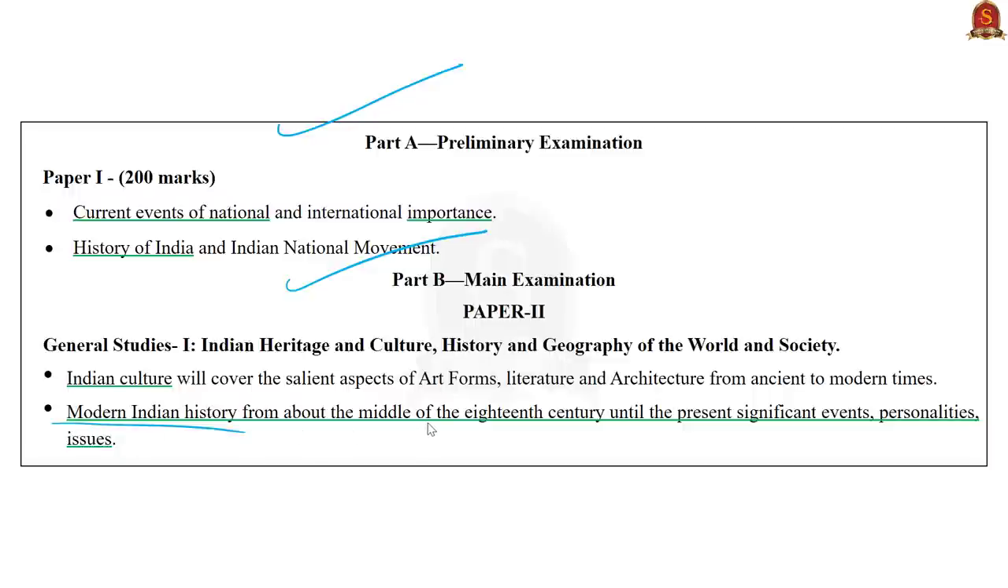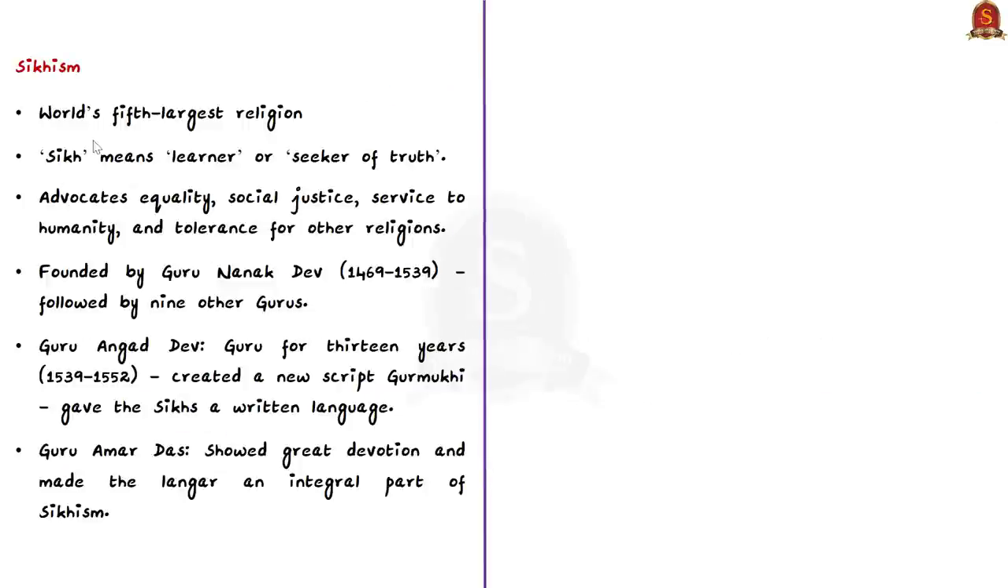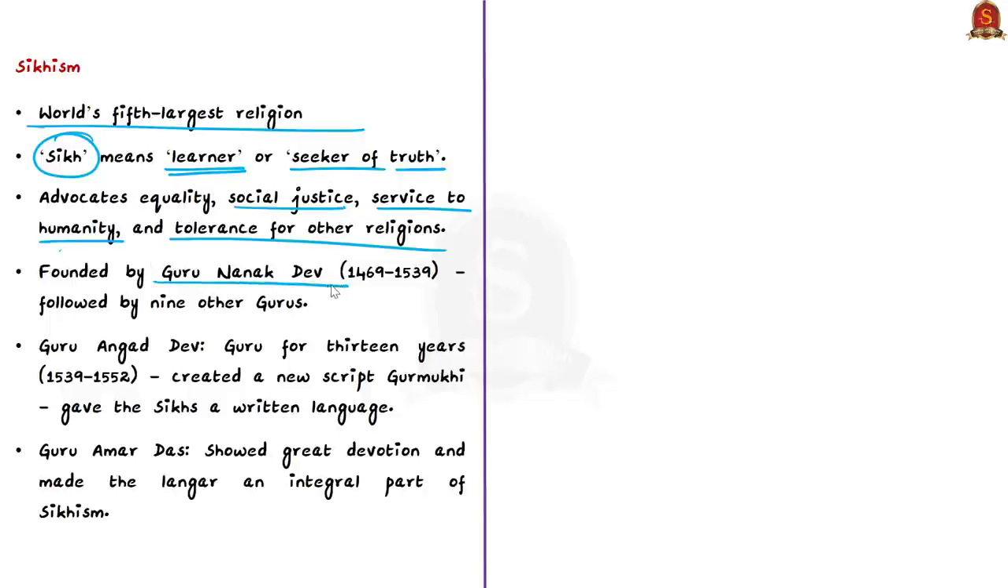See, Sikhism is the world's fifth largest religion. This word Sikh means a learner or a seeker of truth. Know that Sikhism advocates equality, social justice, service to humanity, and very importantly, tolerance for other religions. The religion was founded by Guru Nanak Dev at the beginning of the 16th century. Guru Nanak was born in 1469. He died in 1539. After his death, he was followed by 9 other gurus. Guru Angad Dev was guru for 13 years from 1539 to 1552.